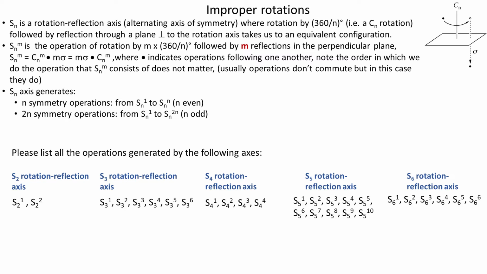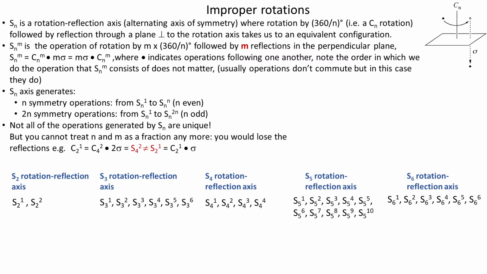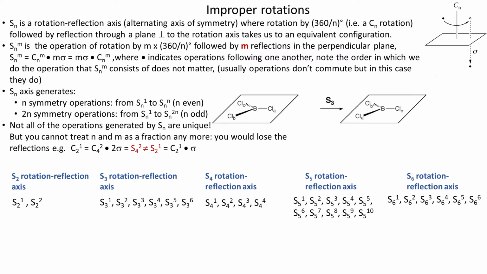Okay, that was easy. Now let's think which of these operations are unique. We cannot reduce the m over n as if it was a fraction, because we would lose the information about reflections. Here is an example of S_4^2 not being equal to S_2^1. I will give you another example. Let's take BH3 and do S_3^1 on it. It appears that the result is the same as if we did C_3^1. But if we track the effect of symmetry operations on the boron p orbital, then the orbital would have opposite phase, so please don't forget the reflections are there.